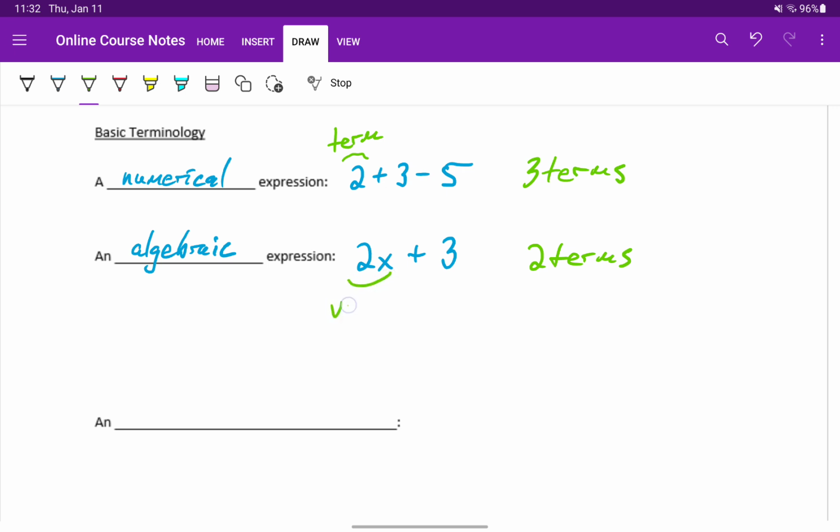First, we have the variable term, which is identified by being the term that has some letter, some variable contained within it. And then any term that doesn't have a variable is referred to as a constant term.